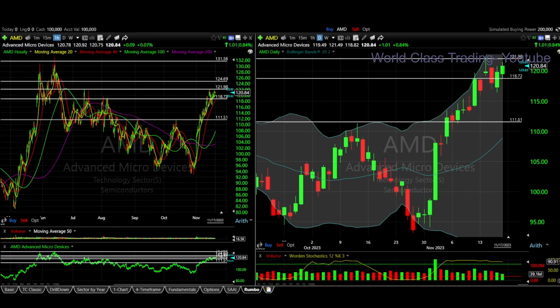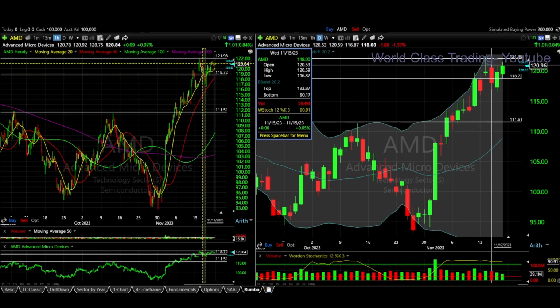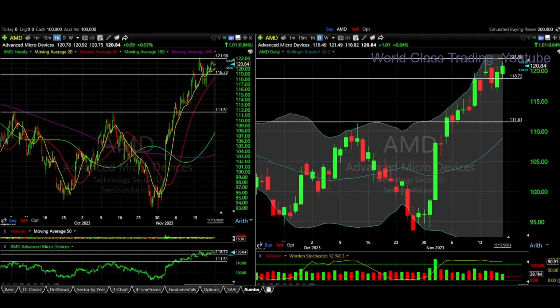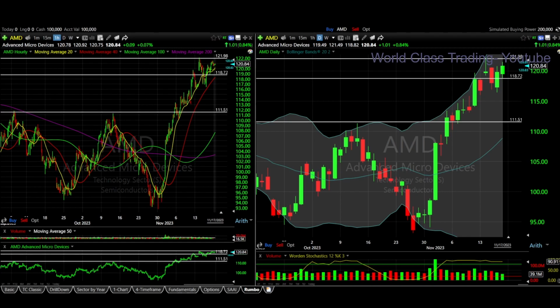Now, how do we know if it's going to keep breaking zones? This is where Bollinger Bands come in. With Bollinger Bands, if the edge just keeps increasing, then the stock will just keep increasing. And how to use the moving average in this case: if the stock keeps being above the moving average 20, then it's just going to keep increasing.